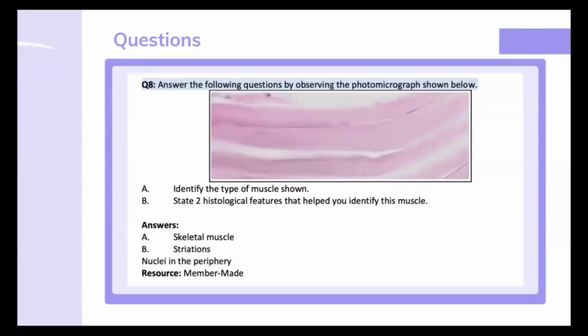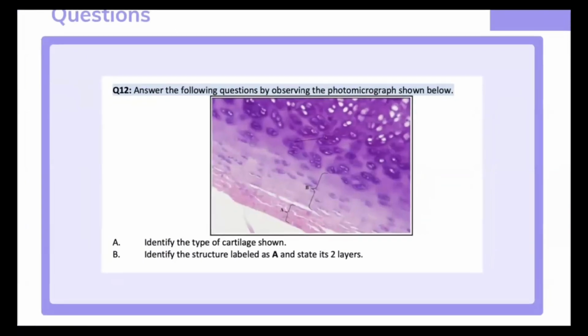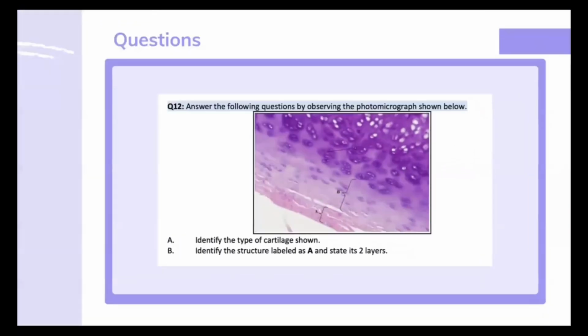So for this question, this is something that we just did. This is the skeletal muscle. Obviously, we have our striations and nuclei in the periphery. Those are the histological features, and it is skeletal muscle. Next question is this. You can pause, and I'm going to move forward.